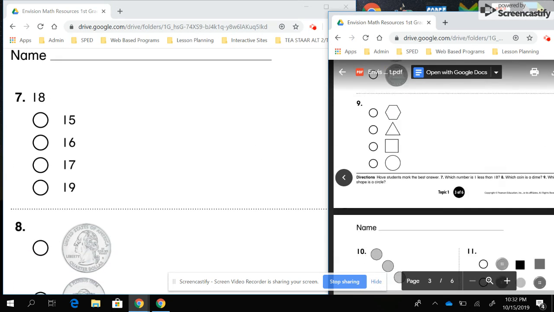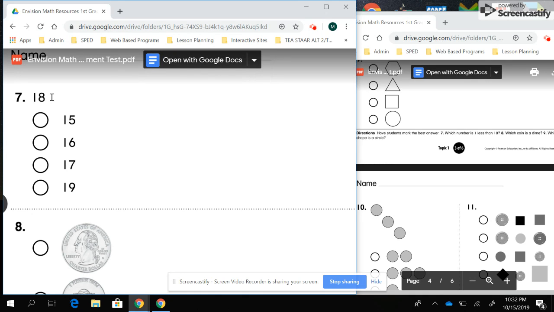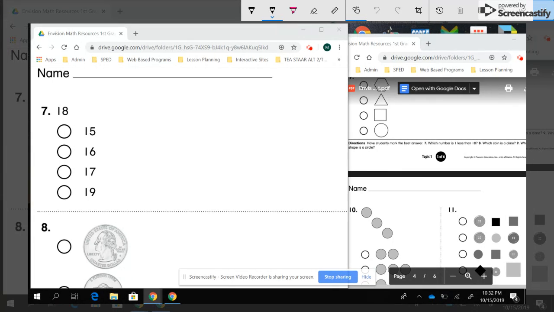Question 7. I have 18. Again, your number is 18. I want to make sure that you look at that number, 18. Can you tell me which one of these numbers is 1 less? Again, 1 less. That means one number smaller.